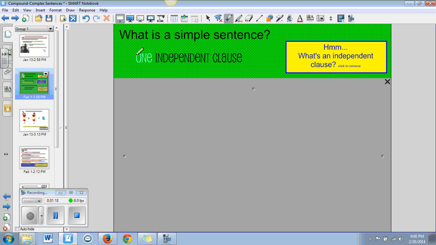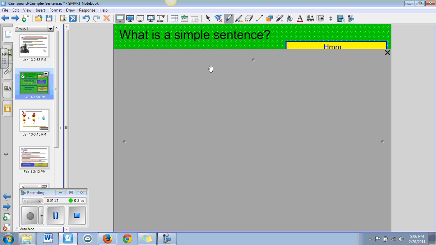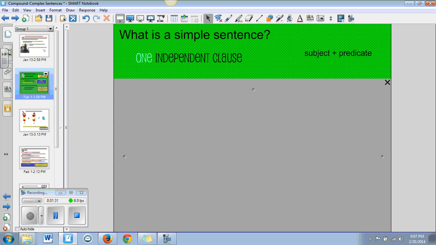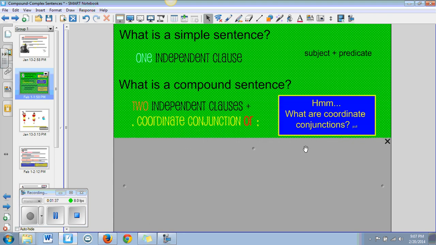So let's quickly review some of the things that we've already talked about this year. So what's a simple sentence? Well, a simple sentence is one independent clause. You're going to be thinking to yourself, well, what is an independent clause? An independent clause has a subject and a predicate. Please remember that a predicate is just a fancy word for a verb. A compound sentence is 2 independent clauses. So it's 2 simple sentences combined using a comma and coordinating conjunction, or a semicolon.